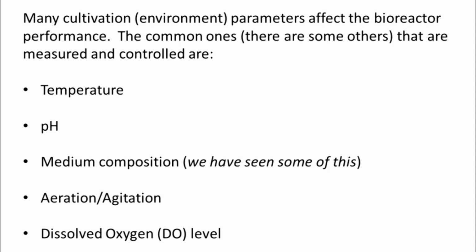In fact, both of them together are very important for what is called the dissolved oxygen level, DO for short. This is not "do", this is DO, dissolved oxygen level. They are dependent on the aeration and agitation levels. This is so important that it is considered as a separate parameter. It's measured separately and actually controlled separately through manipulating aeration and agitation.